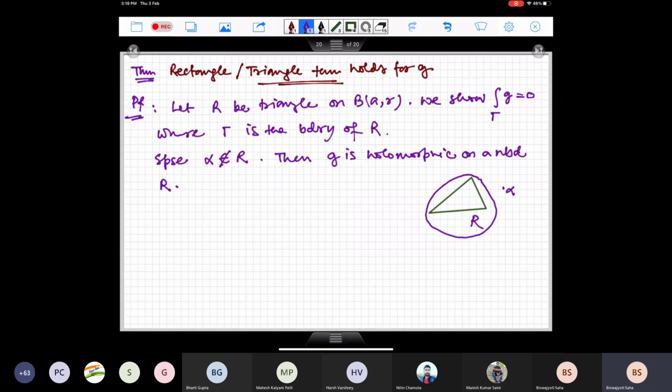Now that g is holomorphic in a neighborhood of R, I only told you that while doing the rectangle theorem and triangle theorem, all that is important is that the function should be holomorphic in an open set containing the entire rectangle or triangle, whatever you are working with. So we get the integral of g along gamma is 0. Do you agree to this?